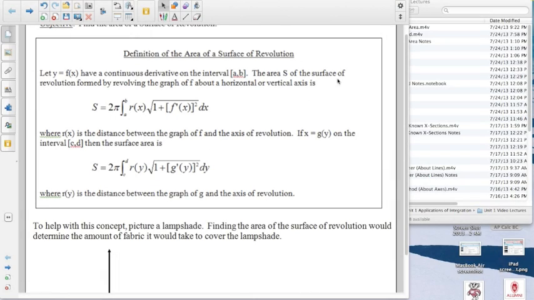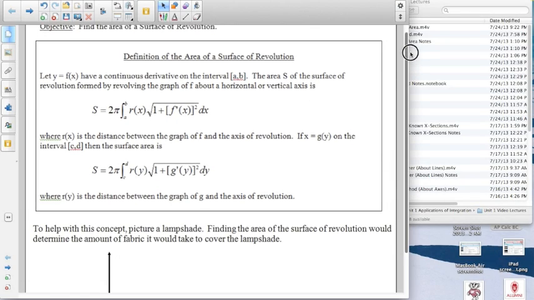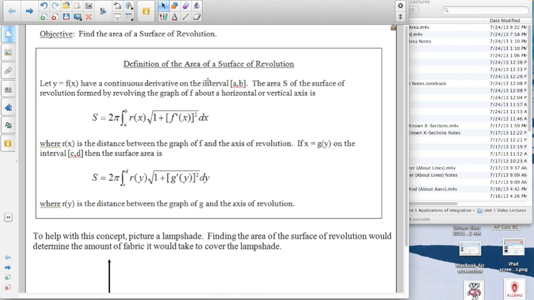In our beginning discussion of arc length, we talked about finding a surface area by taking the arc length and just multiplying by the width of something. But in this situation, we're actually going to revolve something. And so we're going to get the surface area of an object just by virtue of rotating that object about an axis. So we're going to talk about revolving again, but we're still talking about surface area.